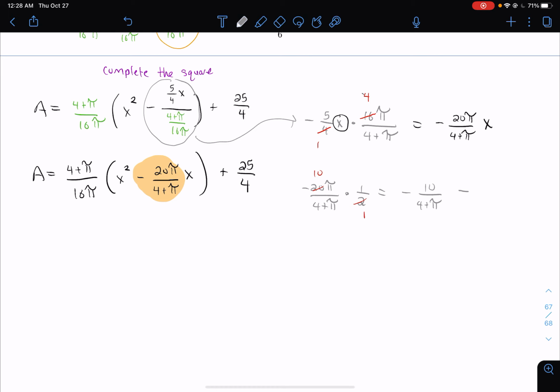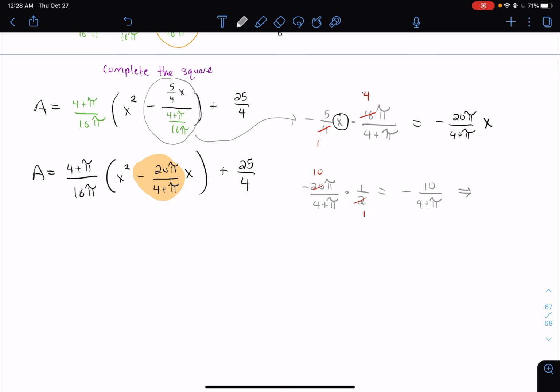Next, what I got to do, I'll put an arrow next to it, is I got to square that thing. Now I got to take this value, negative 10 over 4 plus pi, and I got to square this thing. And you know what? I'm realizing I forgot something. Just a small thing. There was still a pi here, so I forgot to write that on my numerator. There should have been a pi here, and therefore there should have been a pi there. Okay. All right, now let's square this thing.